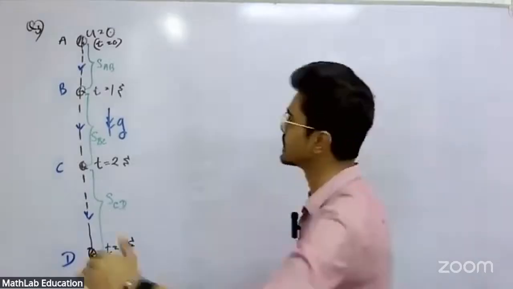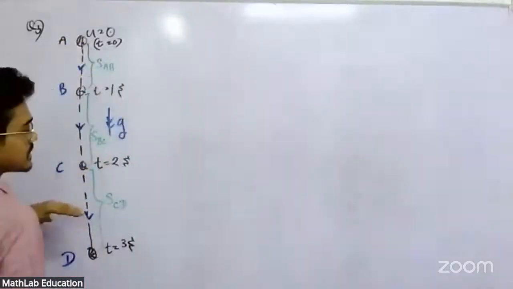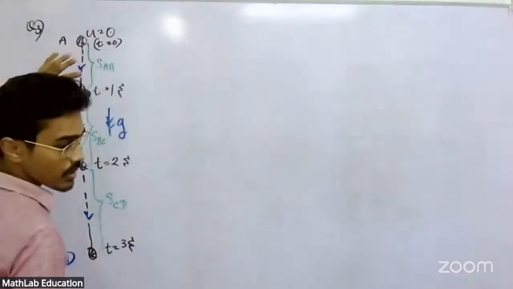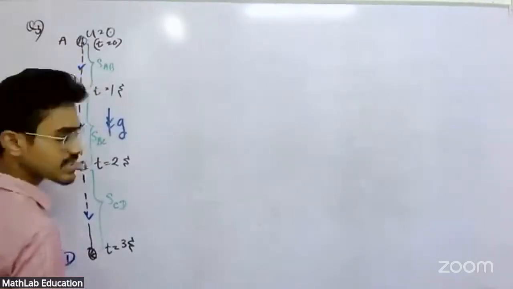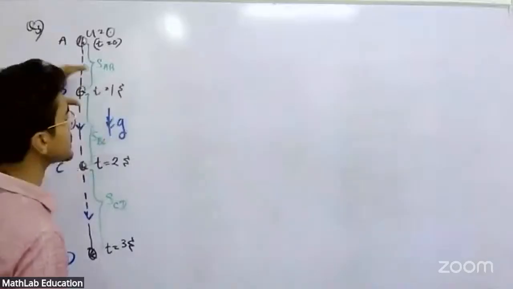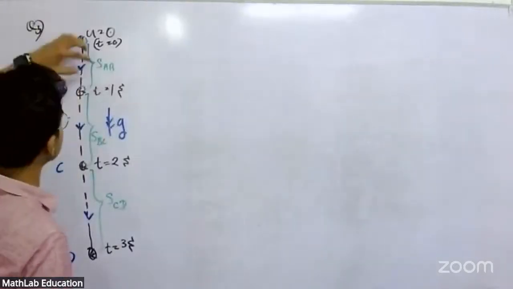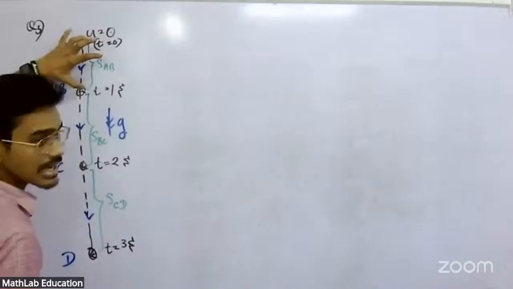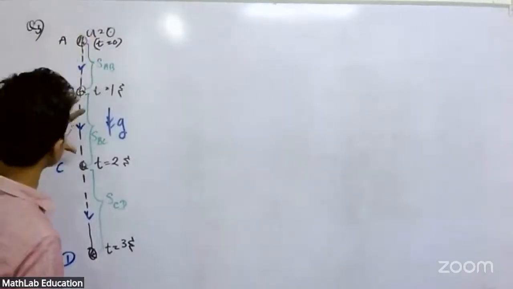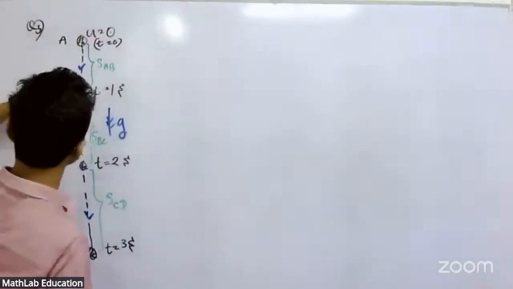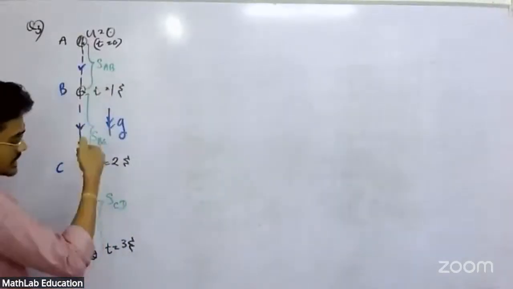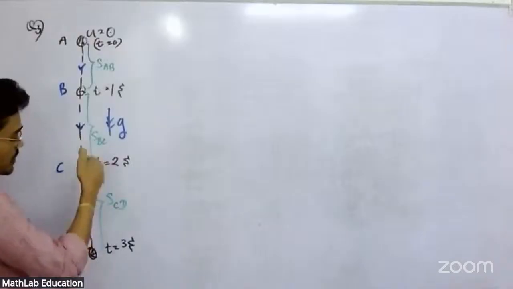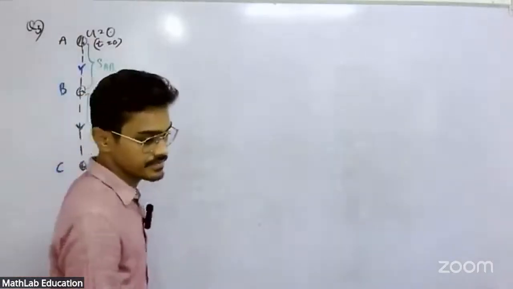Motion starts from here and ends here, right? But the question is about the distances covered during each second. So therefore, I have split this into each second. This is the first second, so the distance covered during the first second is from A to B. Distance covered during the second second of motion is from B to C, SBC. And the distance covered during the third second of motion is from C to D, SCD.